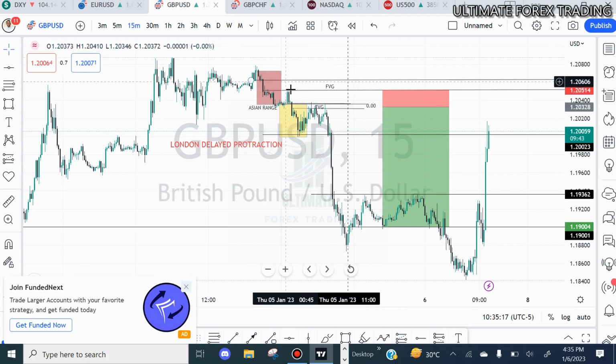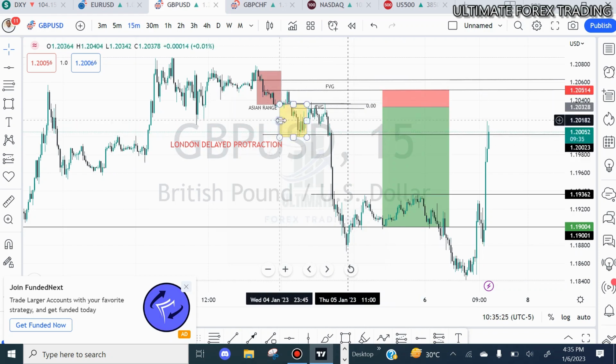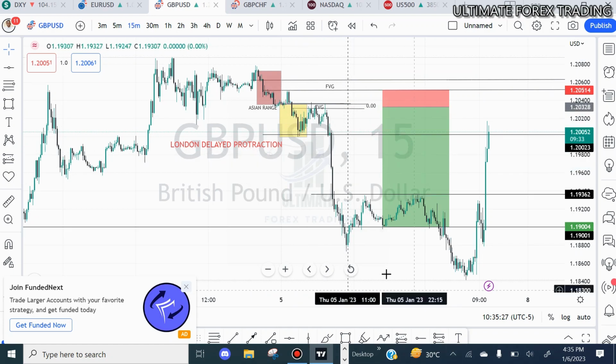All right, so my stop loss is above this 15-minute order block, right? So that has a fair value gap, and that is how it really pan out, guys.